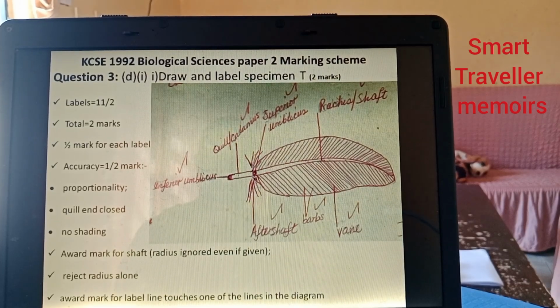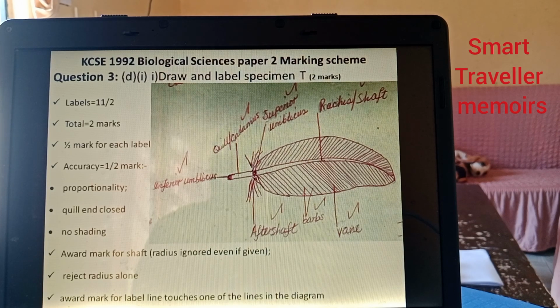So that is the diagram. And these are the instructions for marking. Labels are 11, so you divide by 2. No, labels get 1.5. You round off to 2. Half a mark for each label. Accuracy is a half mark. Accuracy will involve proportionality, quill end closed, no shading.